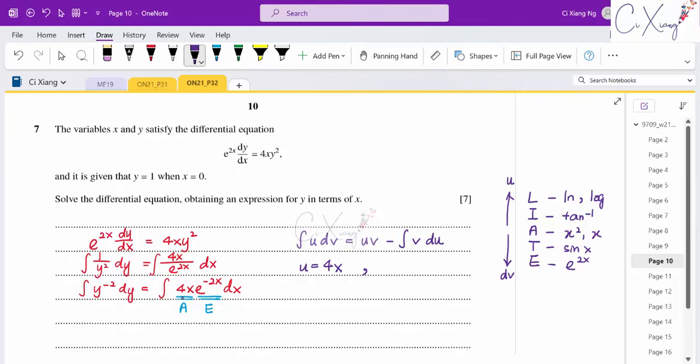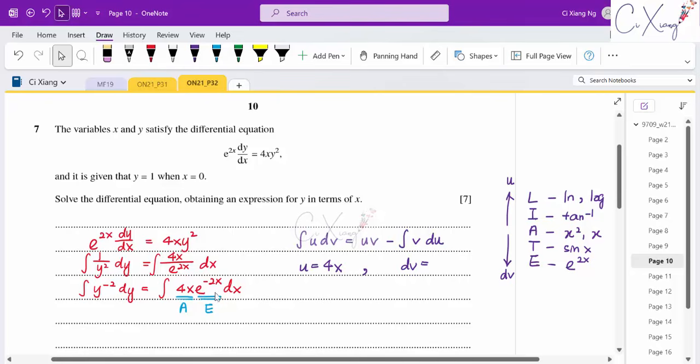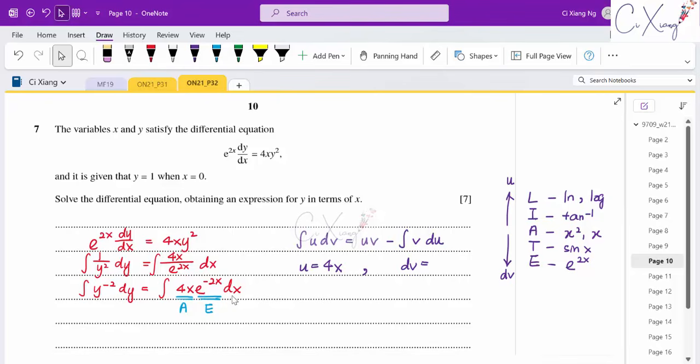And then I will let dv equal to the remaining term inside. So I have e power negative 2x dx. And then on both sides I also have to put the integration sign. Okay, so this is the first step for integration by parts, where I need to decide which is the group u and which is the group dv first.